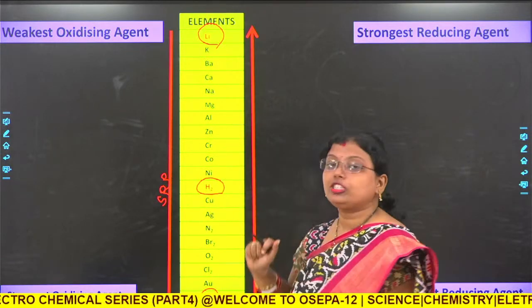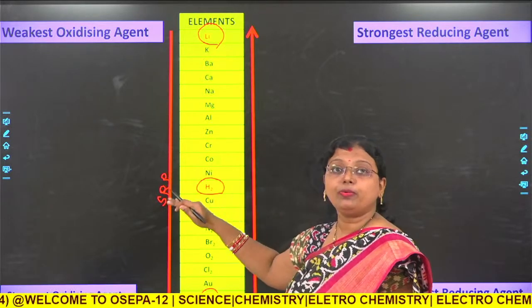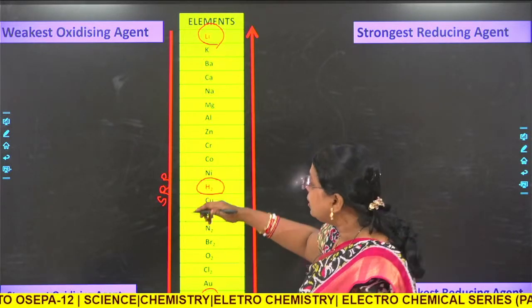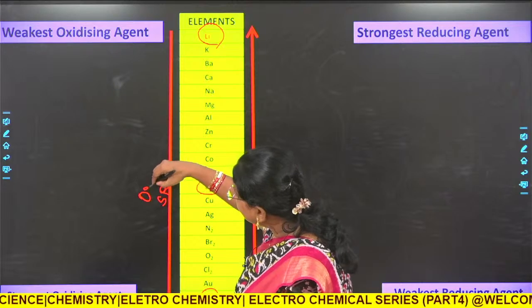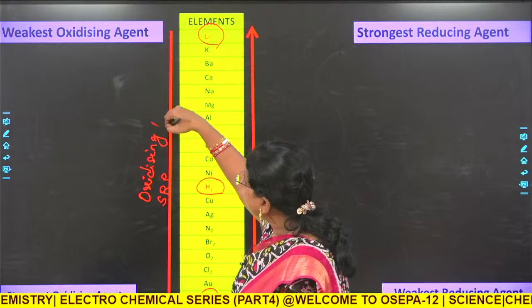Then what about the oxidizing power? The oxidizing power is also proportional to the standard reduction potential. So the oxidizing power also increases like this.